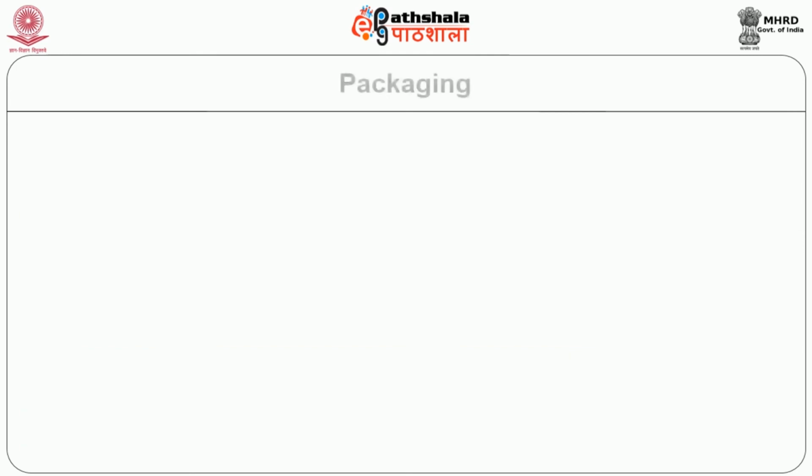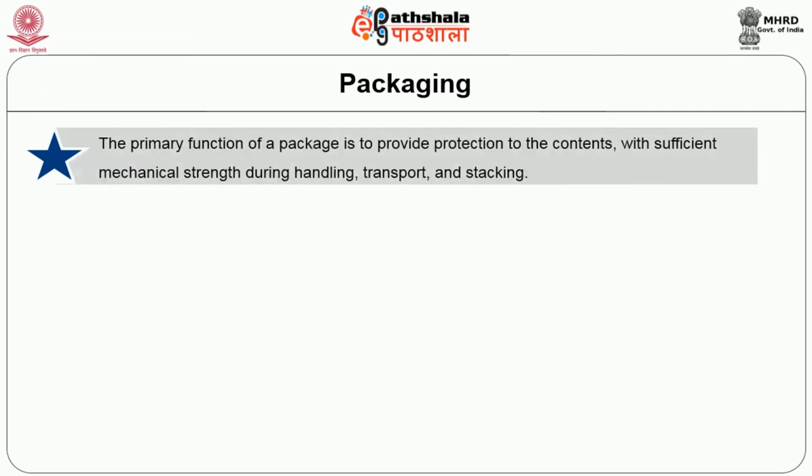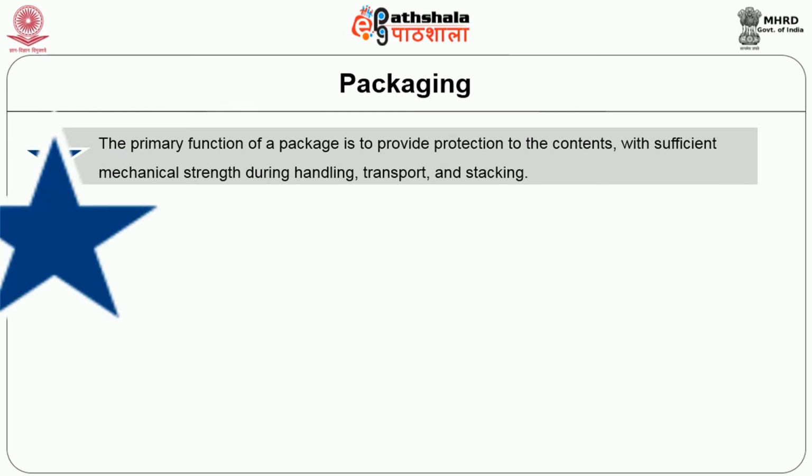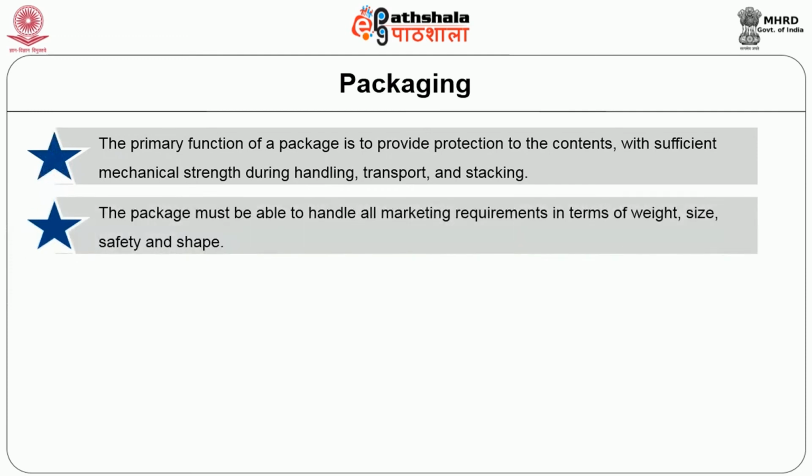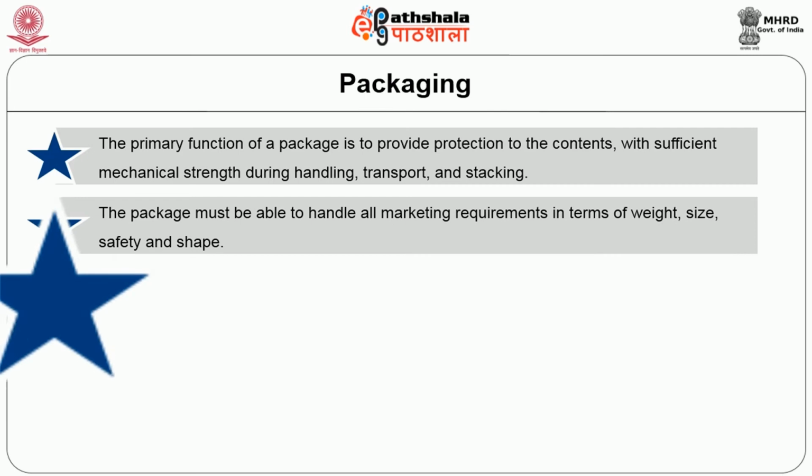The final step is packaging of the agricultural commodities. The primary function of a package is to provide protection to the contents with sufficient mechanical strength during handling, transport, and stacking. The package must be able to handle all marketing requirements in terms of weight, size, safety, and shape.